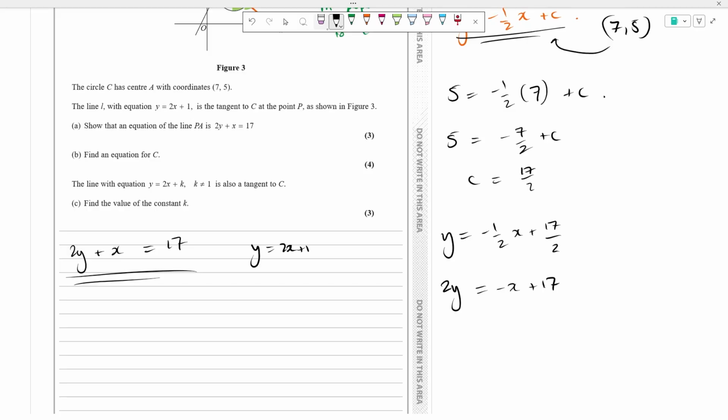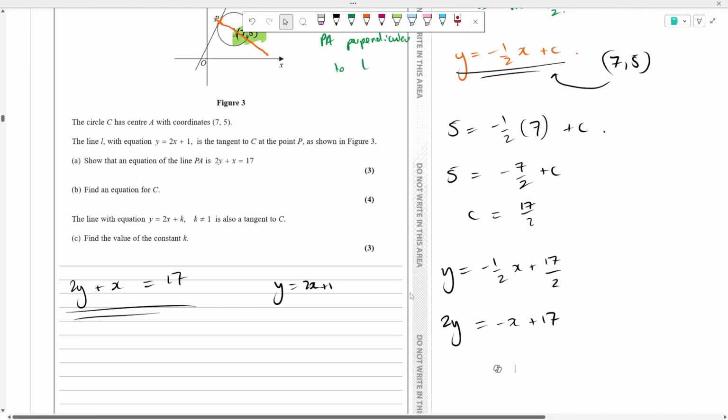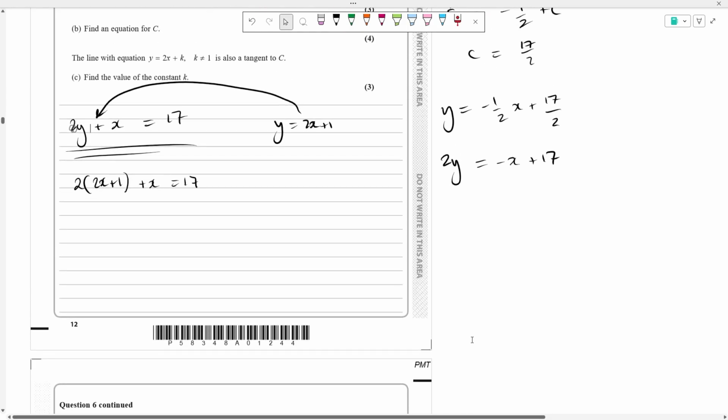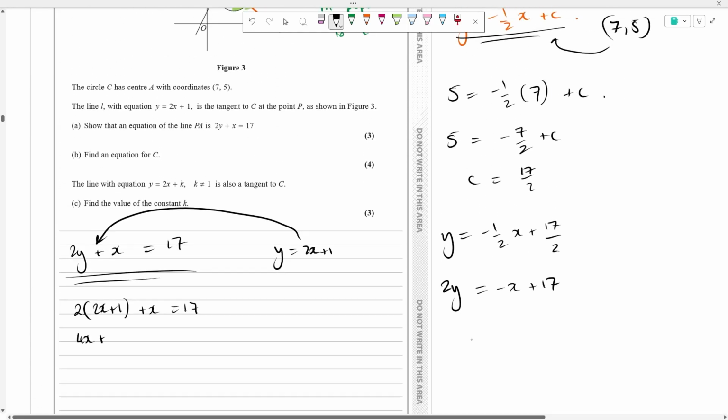Now this is essentially simultaneous equations. If you want to equate this equation here, you can, but what I'm going to do is actually sub this into this one here, because we've already got a nice form. So I'm going to do 2 times (2x plus 1) plus x is equal to 17. So I've just subbed this into there. That gives me the following: 4x plus 2 plus x is equal to 17. That means that 5x plus 2 is equal to 17.